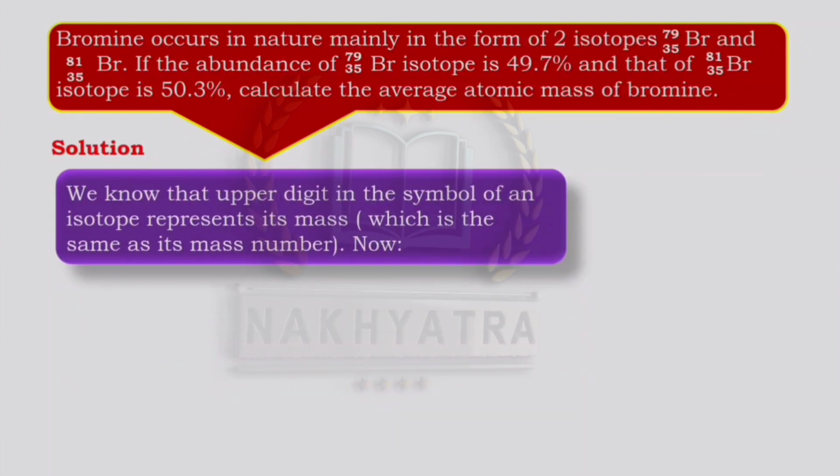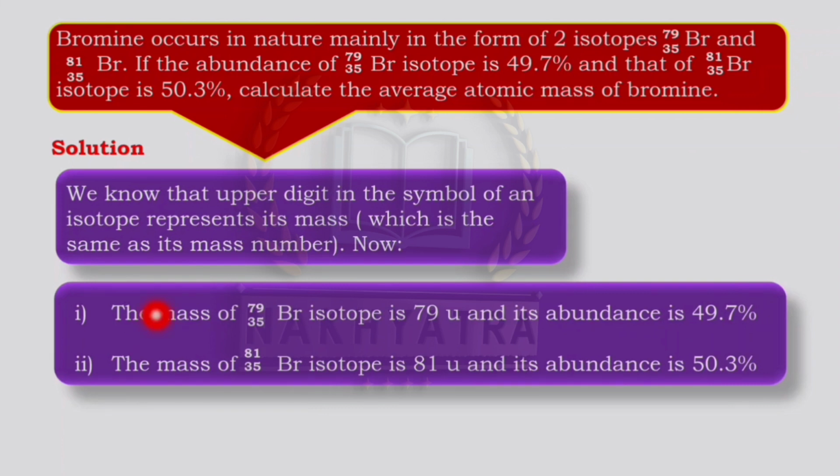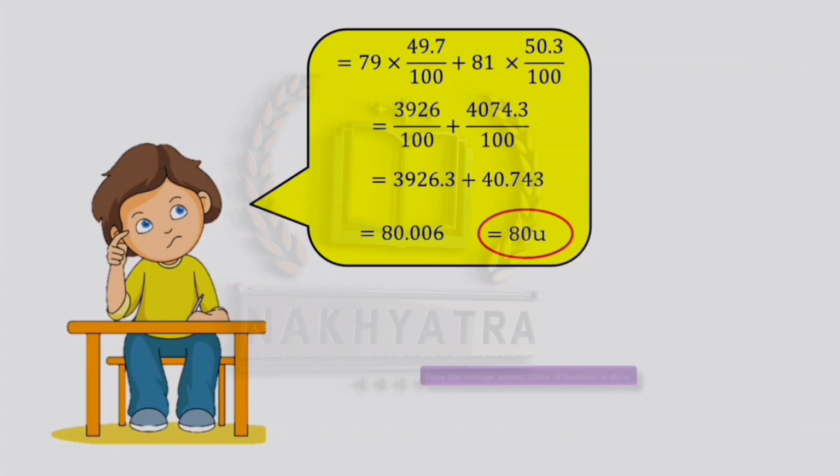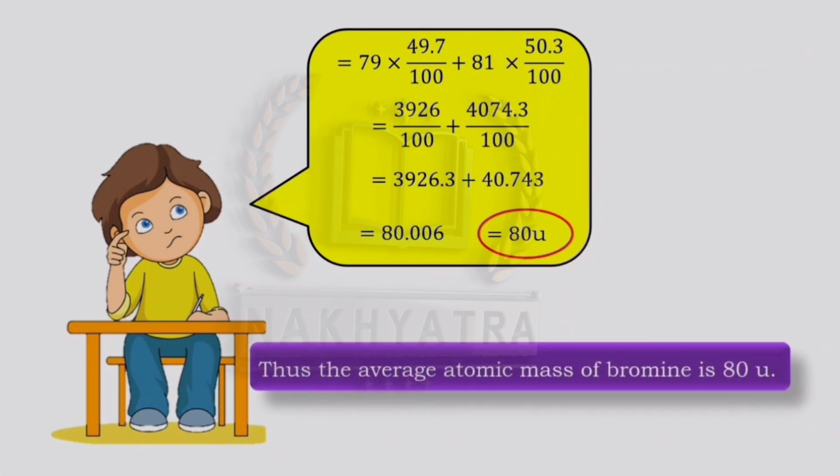Let's solve it. We know that the upper digit in the symbol of an isotope represents its mass, which is the same as its mass number. The mass of the first isotope of bromine is 79 U and its abundance is 49.7%. The mass of the second isotope of bromine is 81 U and its abundance is 50.3%. Now do the calculation. We got the mass 80 U, and this is the average atomic mass of bromine.